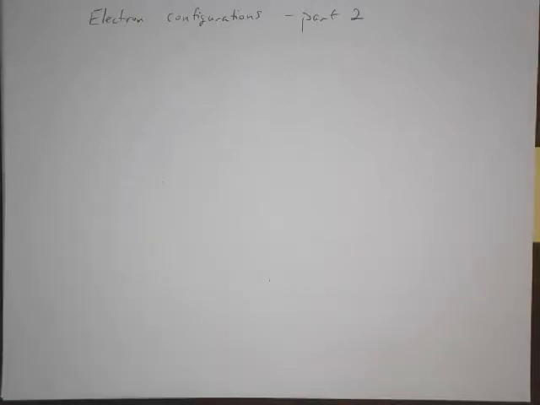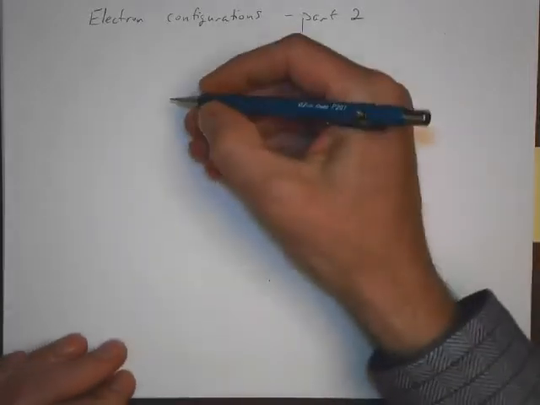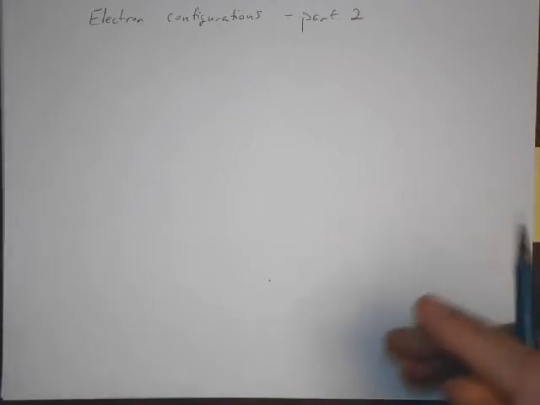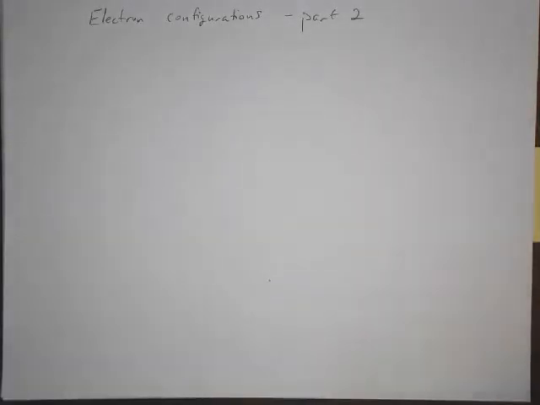This is the second section of electron configurations. And last time we were looking at using the building up principle, the Aufbau principle, to find the ground state electron configuration and being able to write those out. I'm going to start this section by doing one more example of finding an electron configuration.